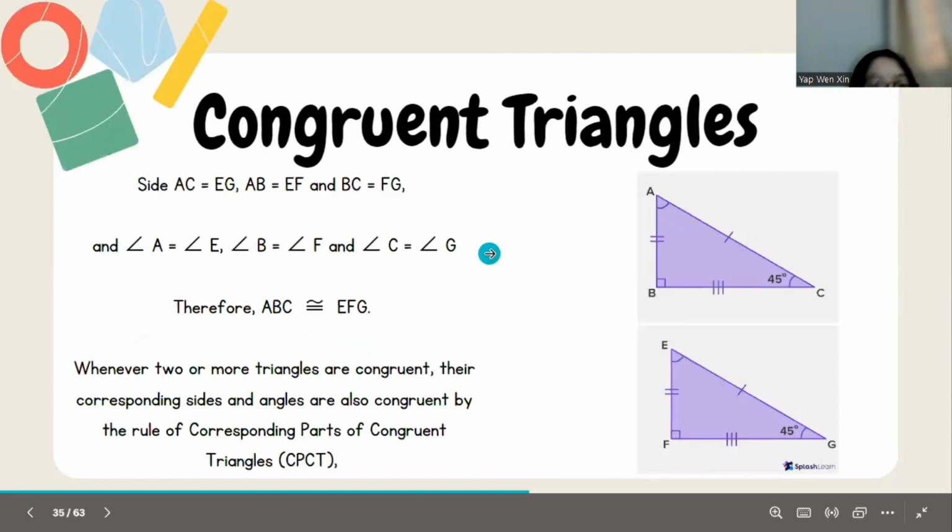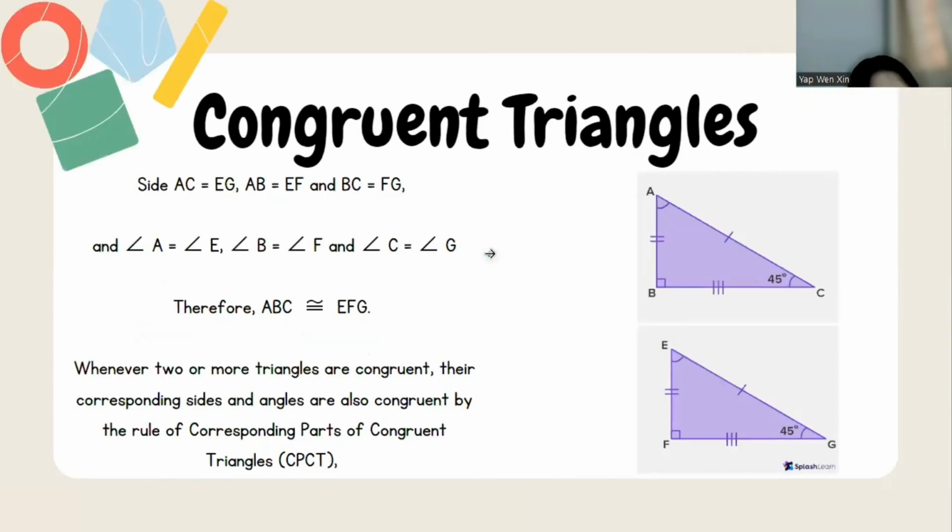Congruent triangles. Side AC equals EG, AB equals EF, and BC equals FG. Then angle A equals angle E, angle B equals angle F, angle C equals angle G. Therefore, ABC is congruent to EFG. Whenever two or more triangles are congruent, their corresponding sides and angles are also congruent by the rule of corresponding parts of congruent triangles.